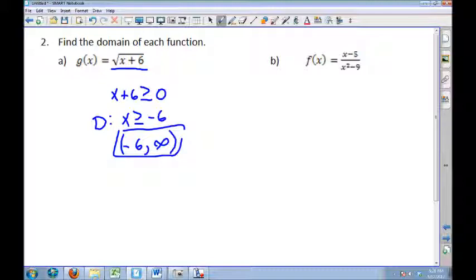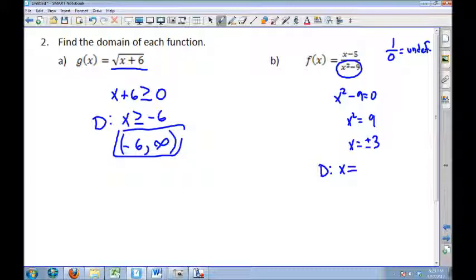On to the next one. Here, again, I'm going to assume that all real numbers would work and then look for restrictions. In this case, I have a fraction, so I cannot divide by 0. This would give me an undefined answer. So instead of assuming it's all real numbers, I'm going to look to see if there's any place this fraction is undefined. Well, that would happen when x squared minus 9 is equal to 0, or when x squared equals 9, or when x is either positive or -3. So my domain would be all real numbers with the exception of x being positive or -3, so x not equal to plus or minus 3.